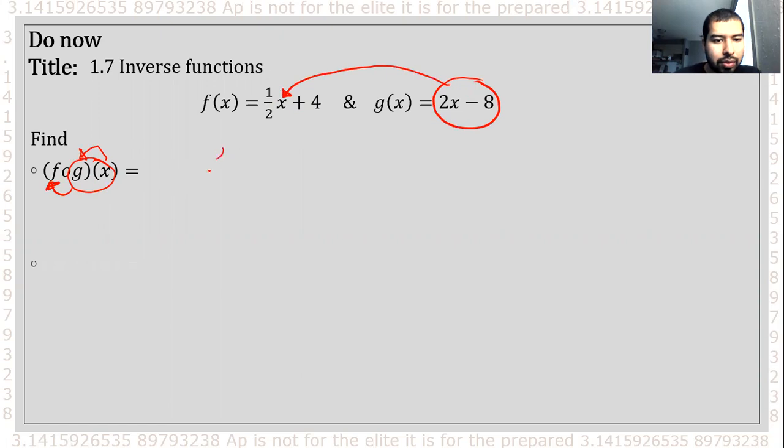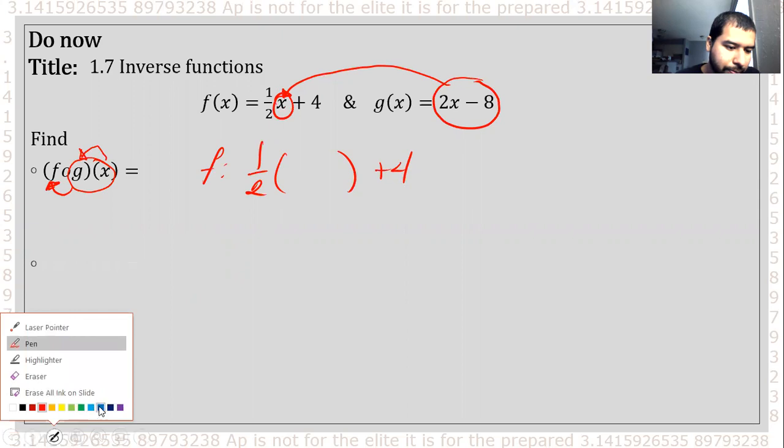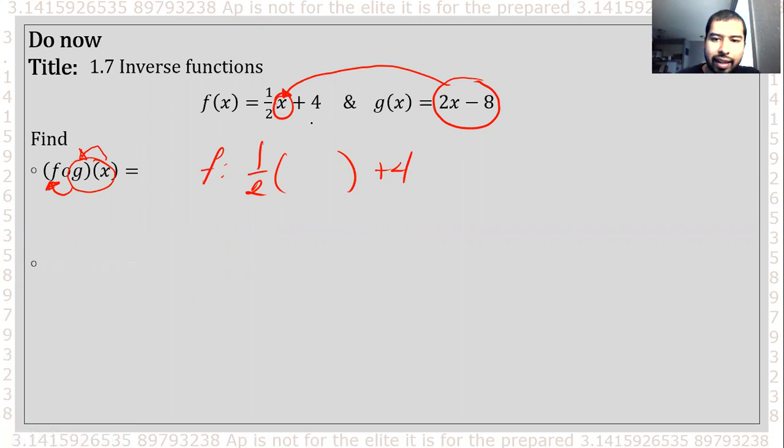I like to write f as 1/2 big parentheses plus 4, I just did not write that x. Think about what's going to replace it, which is the g function, 2x minus 8. And all I'm going to do is distribute. So 1/2 into my 2, which is 2 over 2, which is just 1.